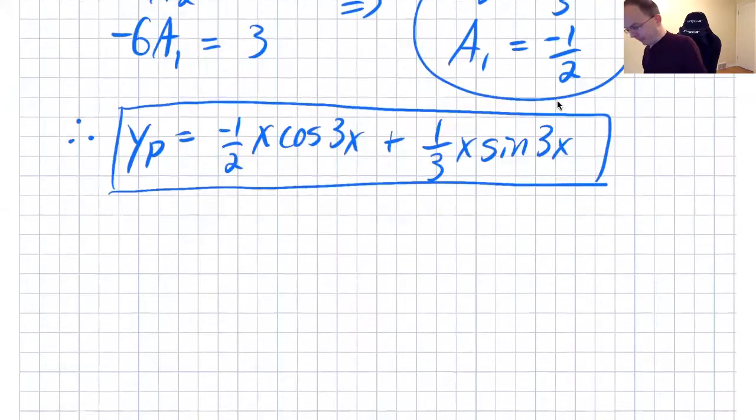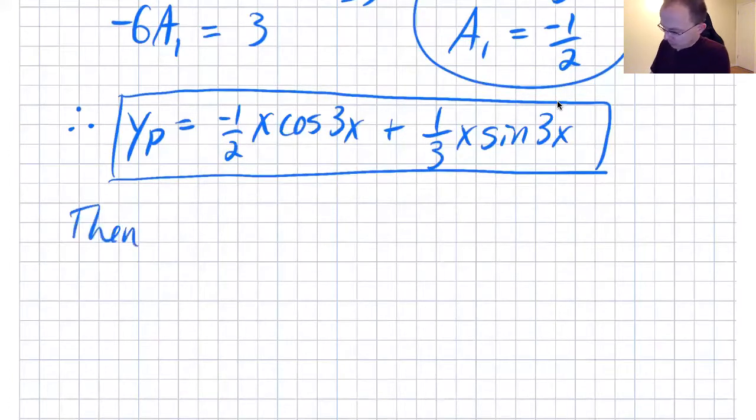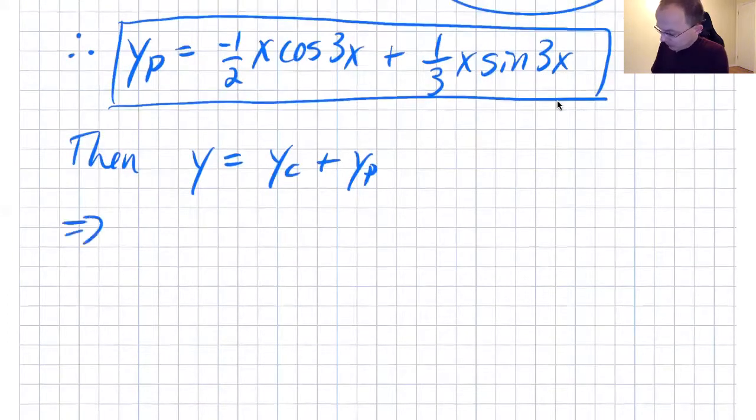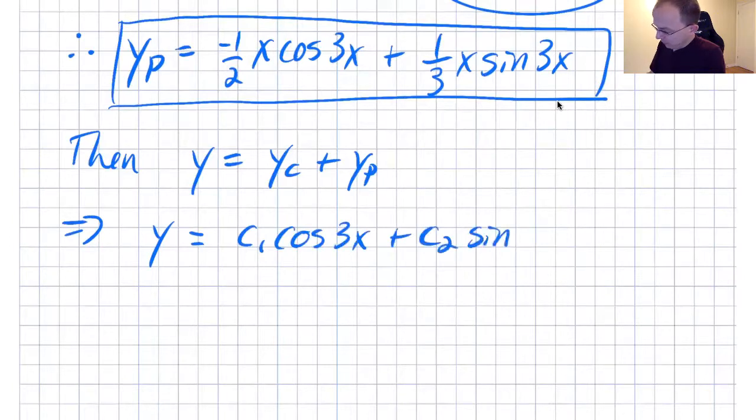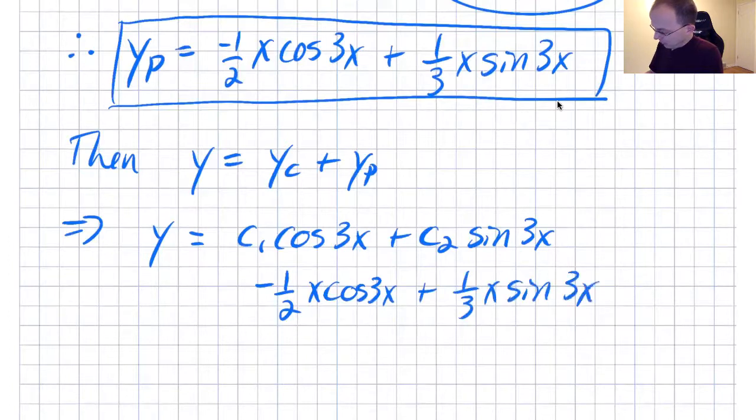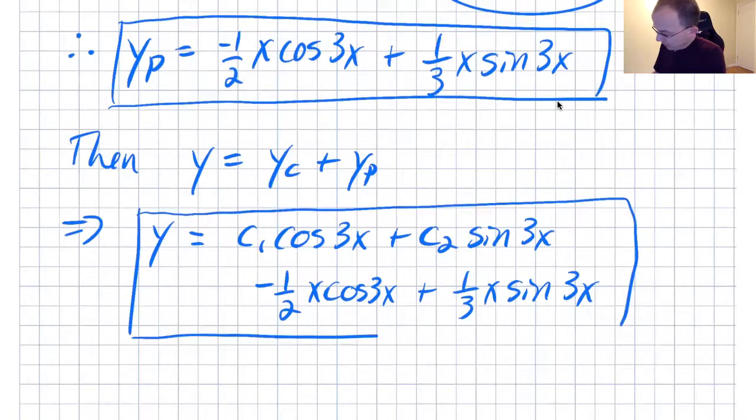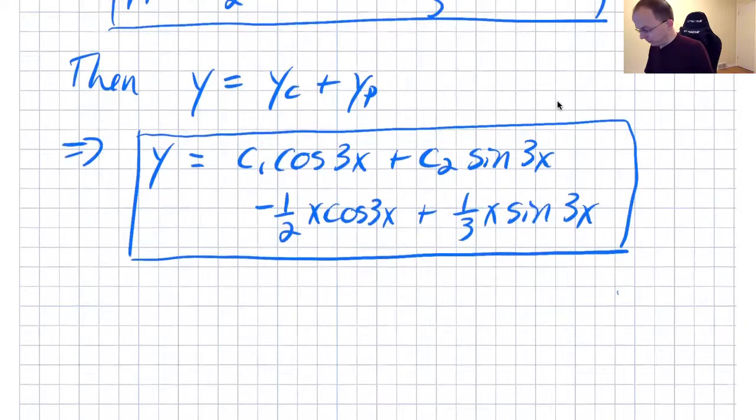All right. And so then, y is equal to yc plus yp, which implies that y is equal to c1 cosine 3x plus c2 sine 3x, and then plus yp, the particular solution. And that's it. There's our general solution for the differential equation right there.